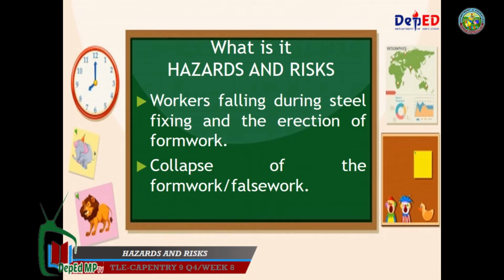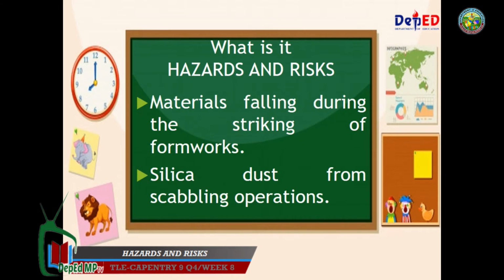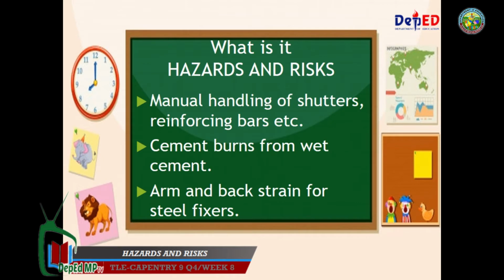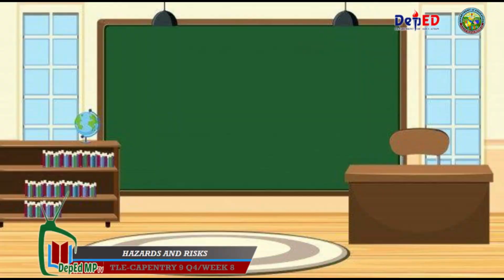Workers falling during steel fixing and erection of formworks. Collapse of formworks or false work. Materials falling during the striking of formworks. Silica dust from scabbling operations. Manual handling of shutters, reinforcing bars, etc. Cement burns from wet cement. Arm and back strain for steel fixers.